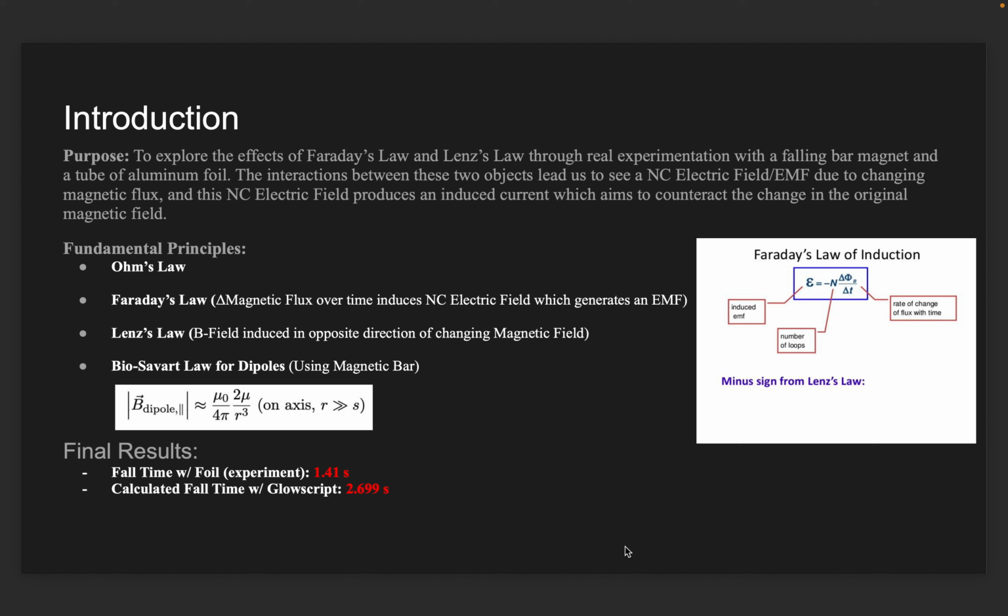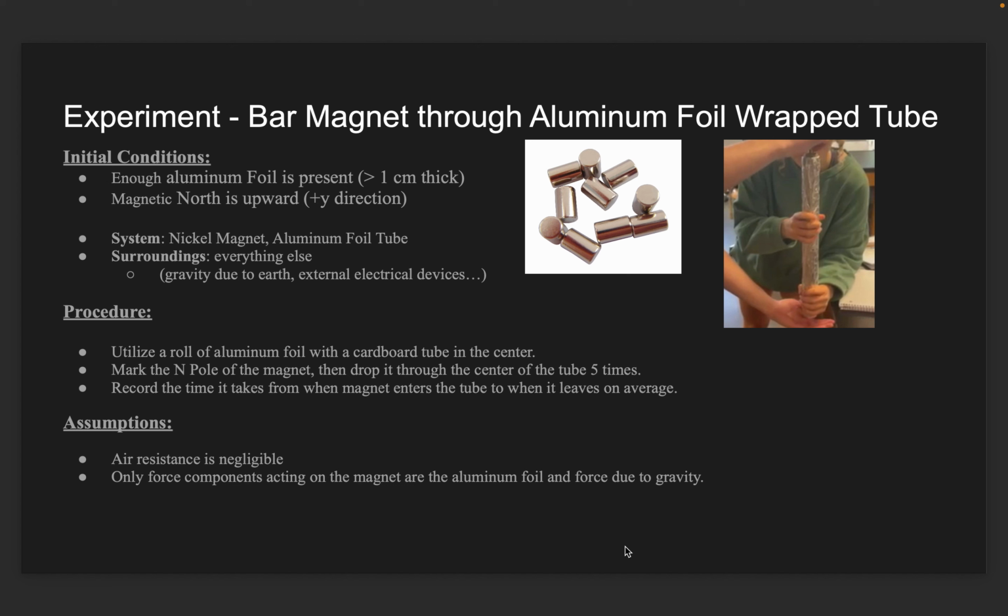And a brief summary of our final results is that the fall time with the aluminum foil was 1.41 seconds, and the calculated fall time was 2.699 seconds. So the initial conditions for our experiment were that enough aluminum foil would be present and that the magnetic north would be pointed in the upwards direction. The system is going to be our nickel magnet in the aluminum foil tube. Our surroundings are going to be everything else, so gravity due to Earth, external electric devices, etc.